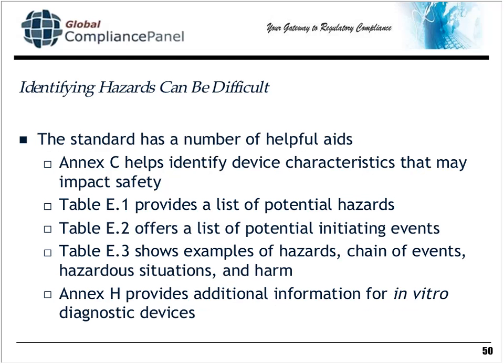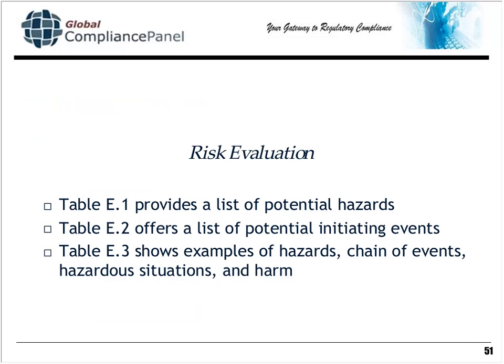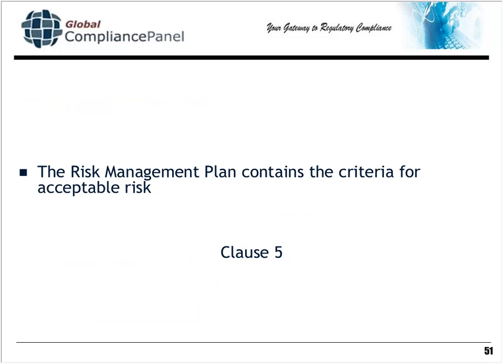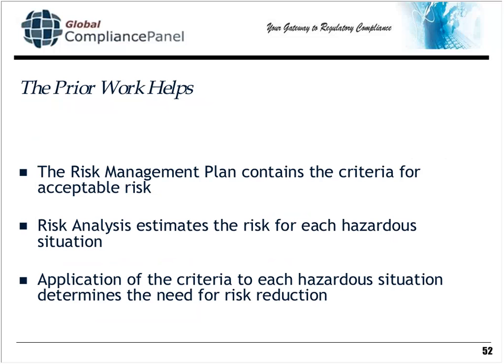There's a couple of tables that give you potential hazards and potential initiating events. So this could be the first step in the chain. And then examples of how all of this fits together: hazards, chain of events, and situations. And if your device is in vitro diagnostic, there's a couple of other things that are going on. So Annex H is going to give you some help in that area. Then you're going to evaluate the risk. So the risk management plan tells you what risks are acceptable and what risks require risk reduction.